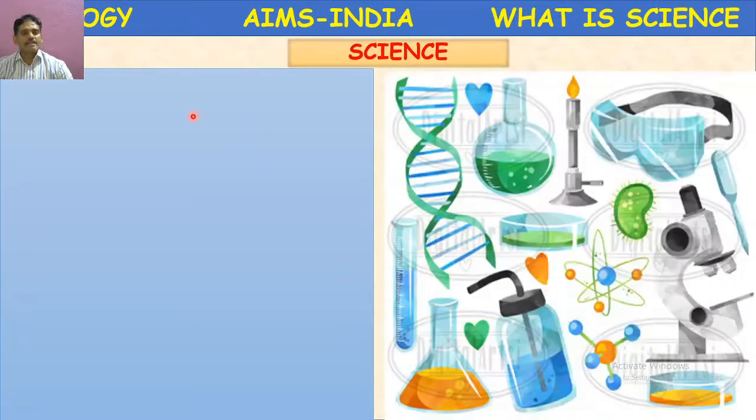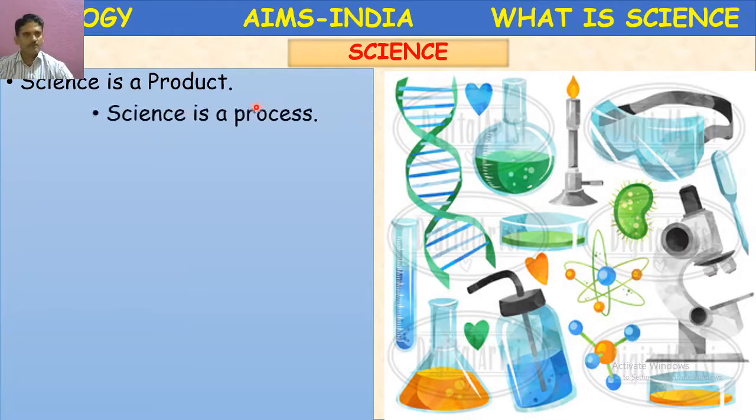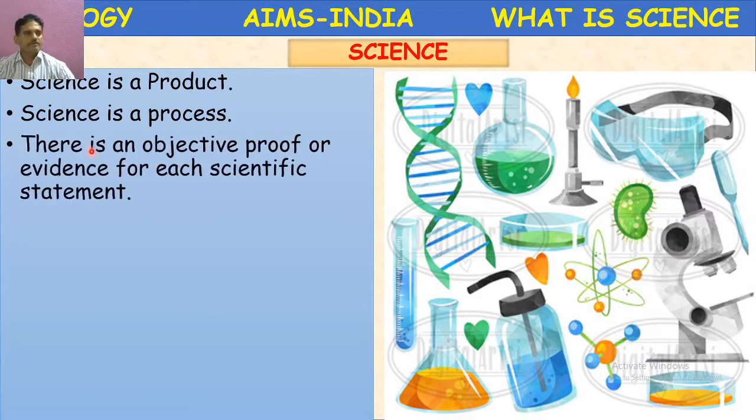Next, once again about science. If you recall the definitions, science is a product, the product of experiment. Science is a process. The process involves several steps. There is an objective proof or evidence for each scientific statement. For every scientific statement, there is an evidence or a proof. Otherwise, it is not called a scientific statement.